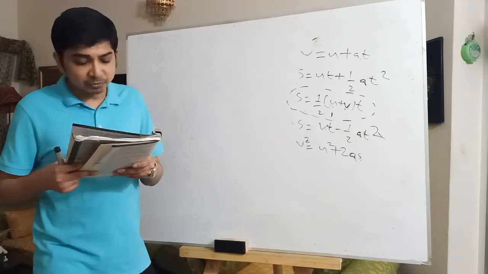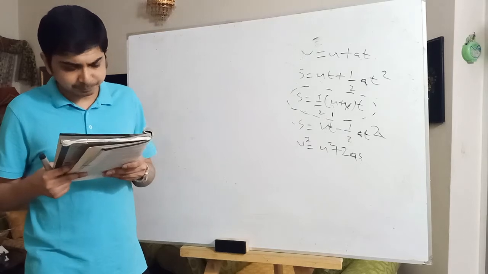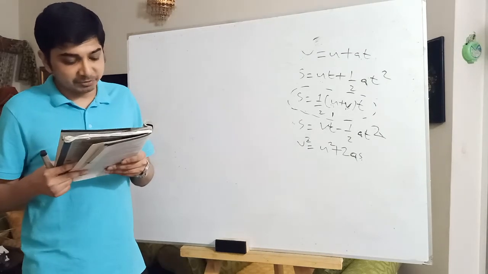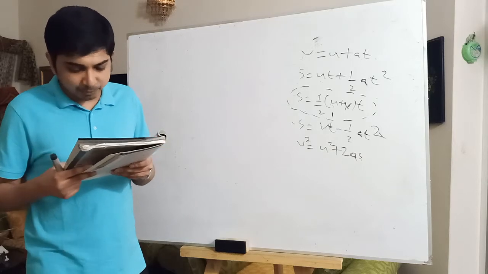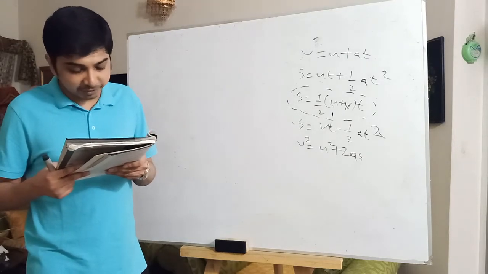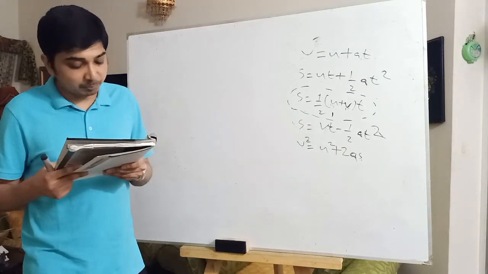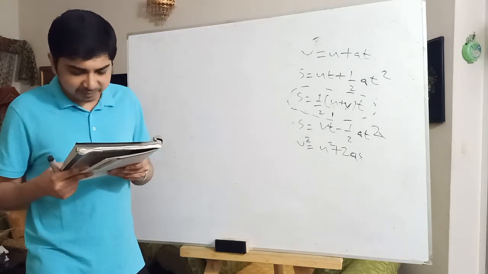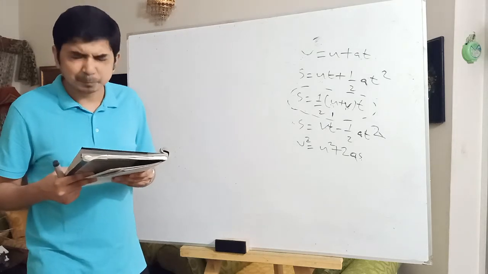A particle moves along a straight line ABC with constant acceleration. AB is equal to 50 centimeters and BC equals 150 centimeters. After passing through A, the particle travels for 2 seconds before passing through B and for a further 3 seconds before passing through C. Find the acceleration of the particle and the speed with which it reaches C.